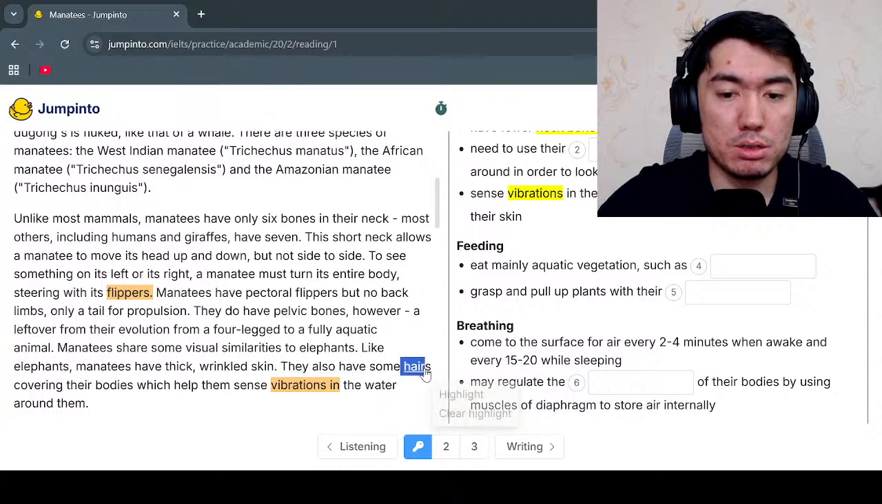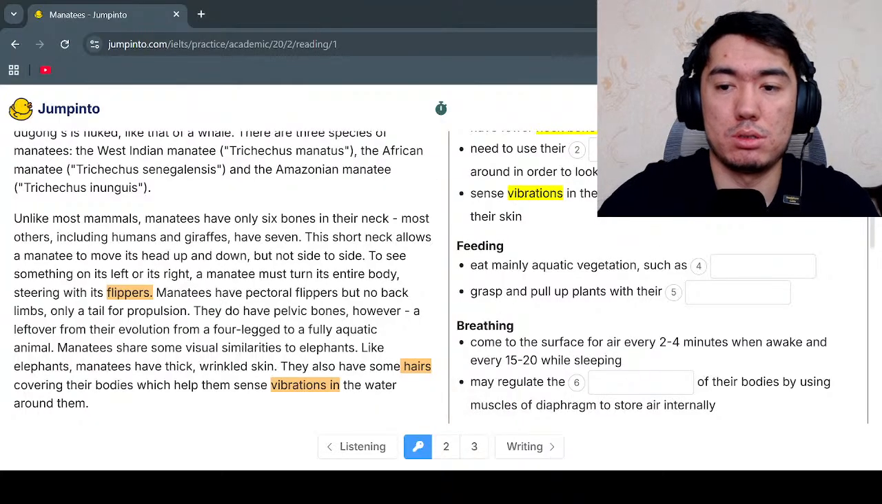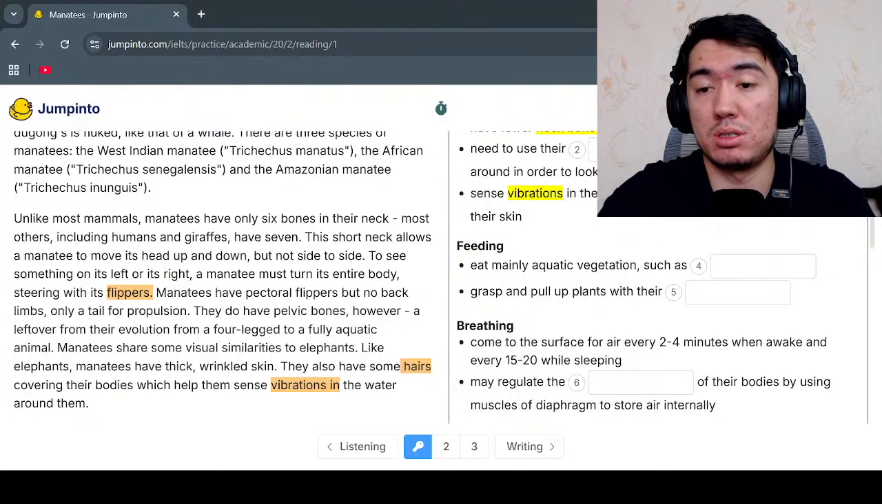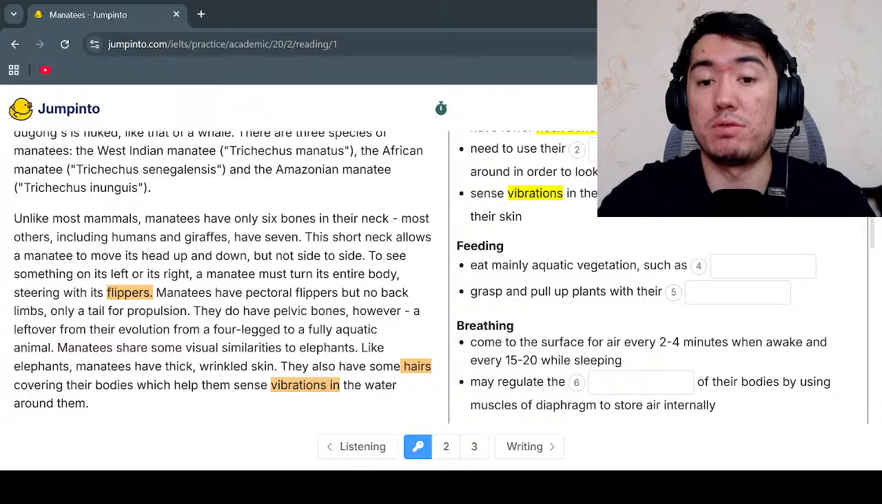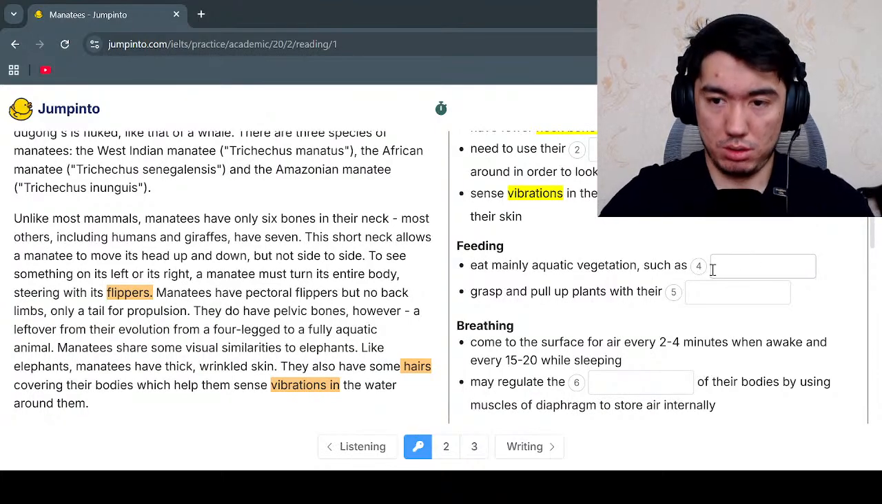Yes, they have hairs, which help them sense vibrations. So hairs. By the way, I'm doing this reading text for the first time to make it authentic.